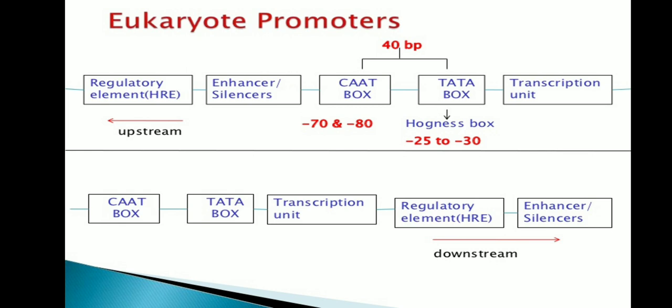In this way the structure of the gene in eukaryotic cells is arranged like here: the regulatory elements, enhancer region, CAT box, TATA box, and the transcription unit. The sequence occupied by the CAT box and the TATA box is about 40 base pairs, and the remaining processes like initiation, elongation, and termination remain the same as in prokaryotic cells, right? So today we'll stop here. Thank you.